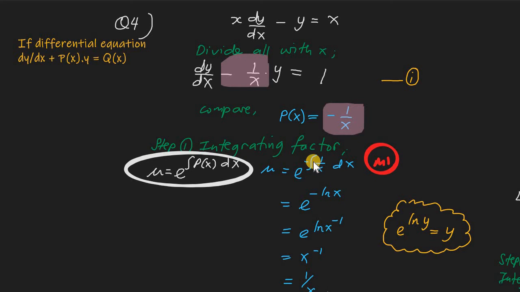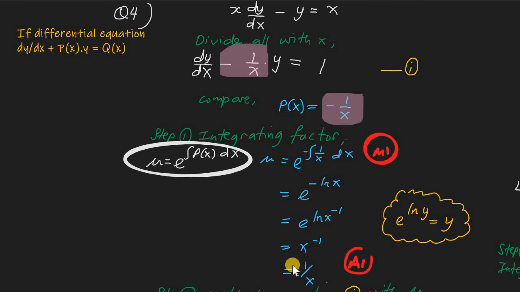Then you have to solve this. Integrating 1 on x gives ln x, so using a property of the log, this is negative 1 ln x, which becomes ln x to the power of negative 1. Again, by the law of the log, e to the power of ln y is y. So there we have x to the power of negative 1, which is 1 on x. We have managed to get our integrating factor. Make sure that you show the integral involved there. That was step number 1.